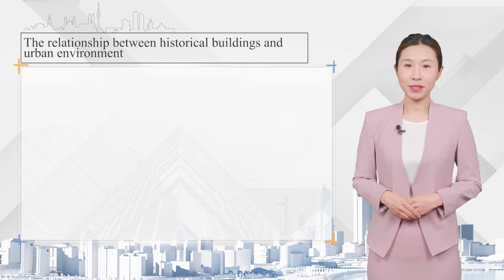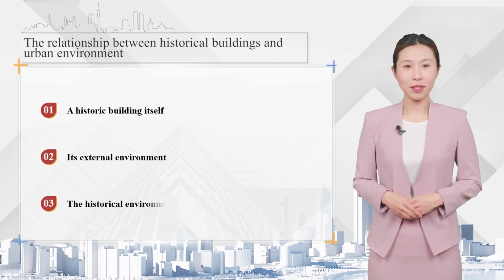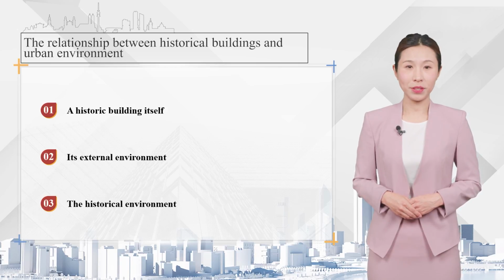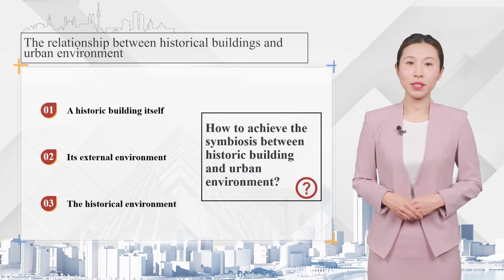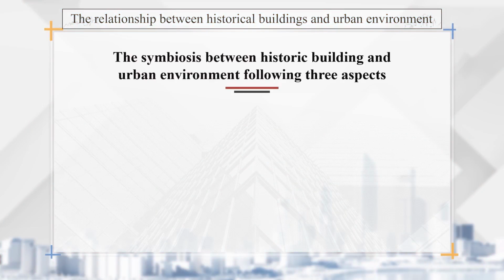You must understand that a historic building itself and its external environment together constitute the historical environment. So, in the design of historic building conservation and reuse, you should make an overall plan based on the principle of integrity. How to achieve the symbiosis between historical building and urban environment? First of all, we should focus on the following three aspects.